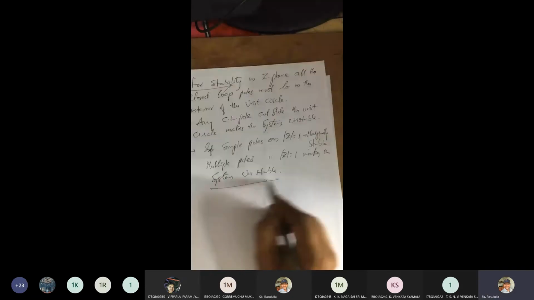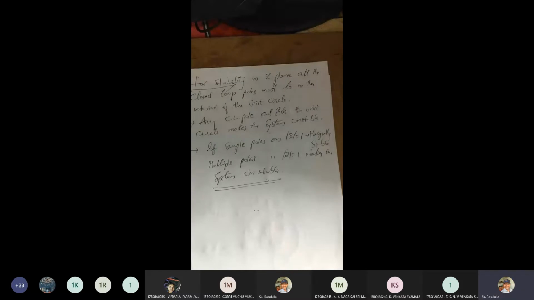That means for the system to be stable, all the closed loop poles, that is the roots of the characteristic equation, should be inside of the unit circle. That is the condition for stability.